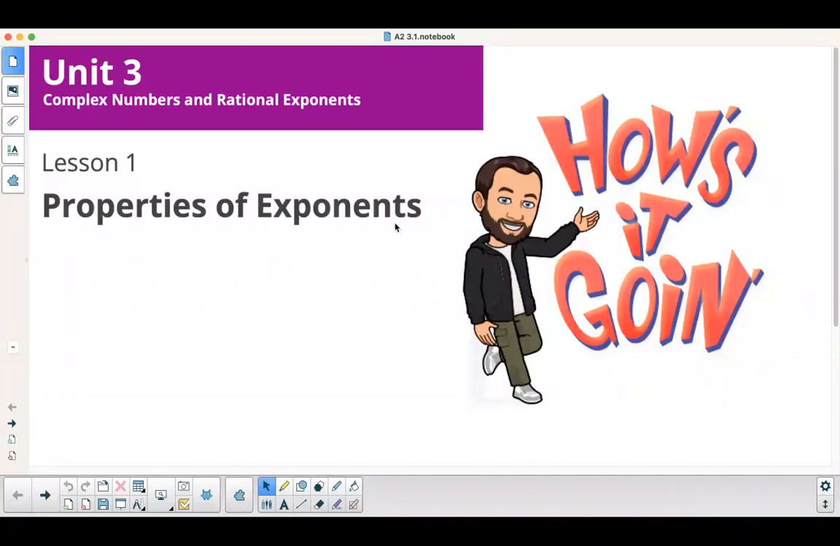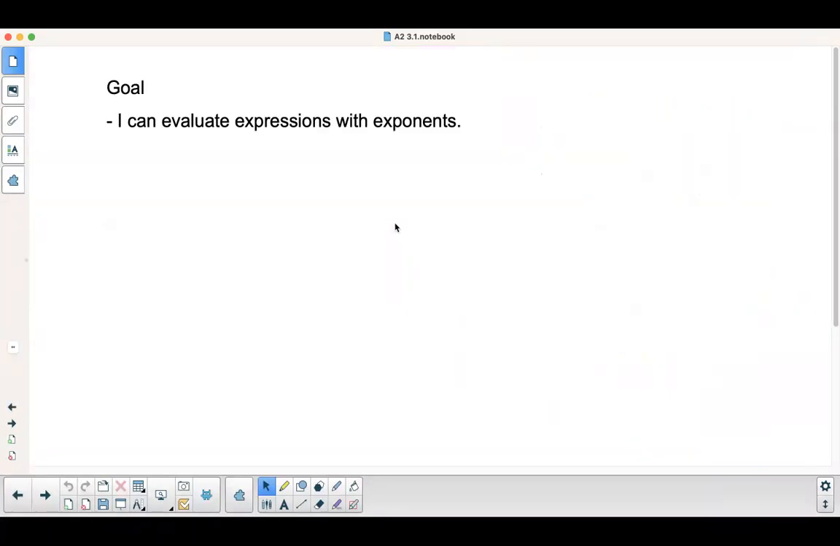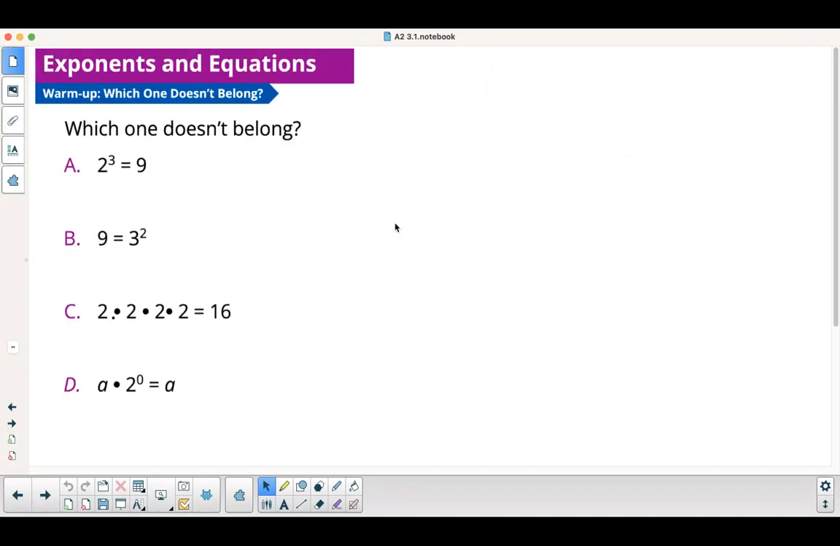Okay, Illustrative Math, Unit 3, Lesson 1 is called Properties of Exponents. All right, so our goal is: I can evaluate expressions with exponents, okay? So which one doesn't belong? I always like to try to come up with a reason for all of these.